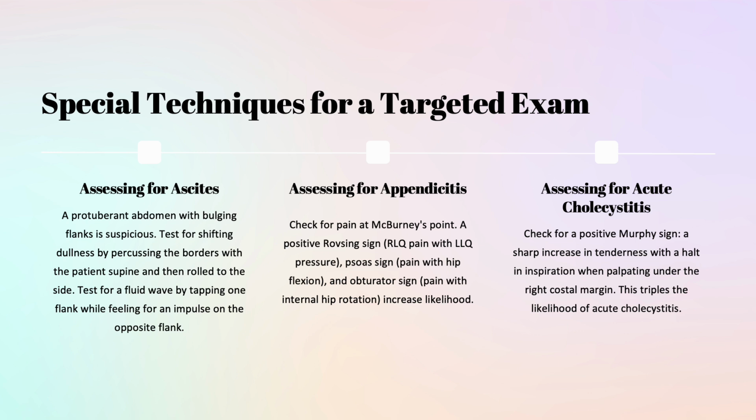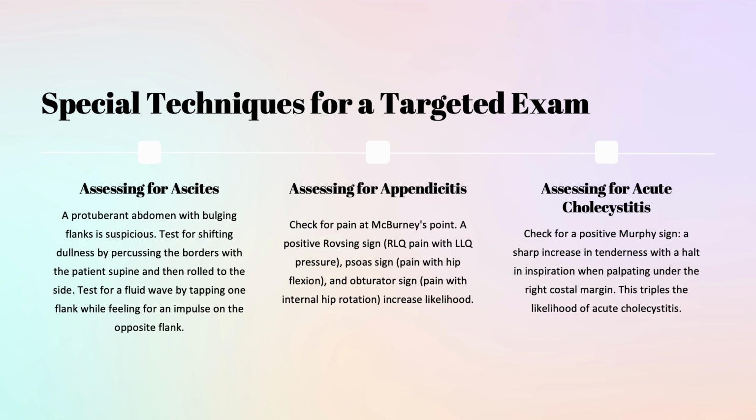There are two tests that you could do for ascites: shifting dullness and the fluid wave test. You test for shifting dullness by percussing the borders with the patient supine and then rolled to the side. If there's fluid, it's going to shift or move to the more dependent portion. In other words, while the patient is supine, there may be dullness, but when you move the patient to one side or the other, then there's going to be less dullness because the fluid has shifted downwards. Right? Next is the fluid wave test. A fluid wave test is done by tapping one flank while feeling for an impulse on the opposite flank.